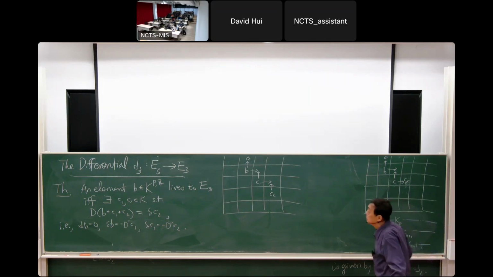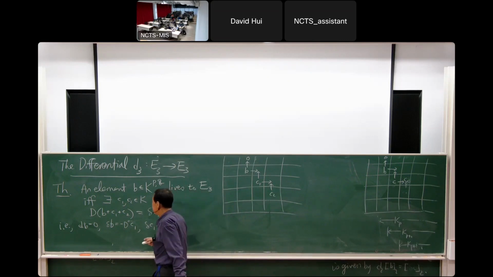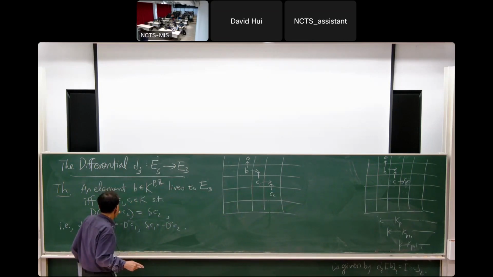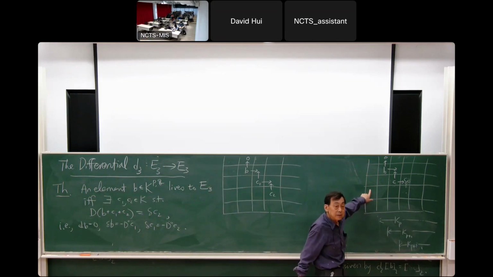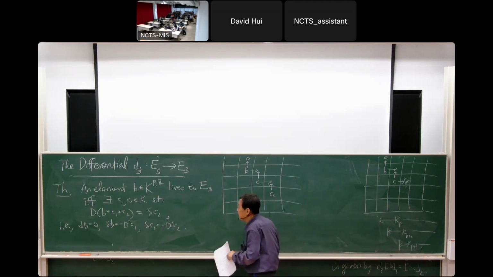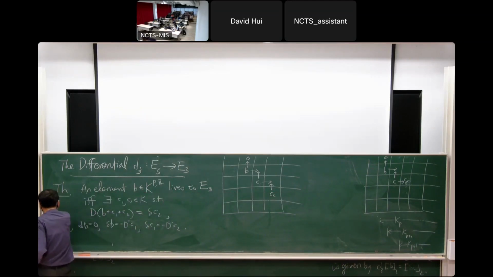Okay, but now we have to use the condition, you see, if it lives to E3, okay, it lives to E2, but not only does it live to E2, but it has to be a co-cycle in D2, okay? In order to live to E3, D2 of this zigzag has to be 0. Okay, so let's write down that condition.